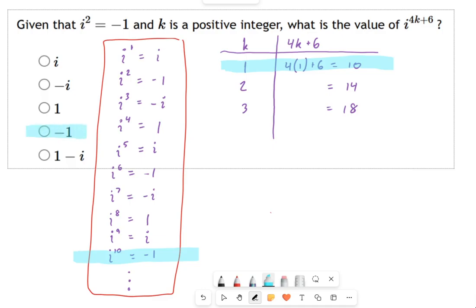It's negative 1. Now, if you had a different exponent, like 4k plus 7 or 4k plus 8, that's a different ballgame, right? You've got to go through this procedure and figure out which one of those first 4 answers you have.